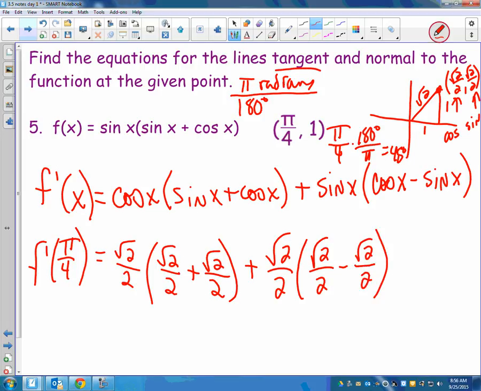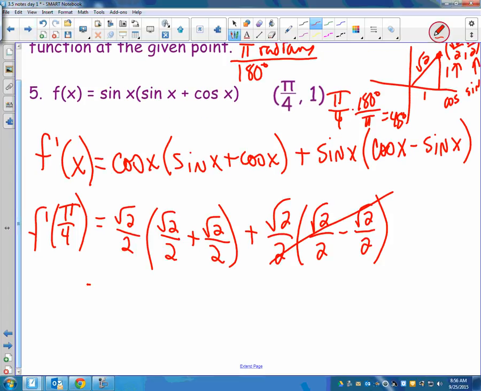Wait, what is the term that's just here? Yeah, this is just 0 because radical 2 over 2 minus radical 2 over 2 is 0. So that's all going to go away. What's radical 2 over 2 plus radical 2 over 2? 2 radical 2 over 2. 2 radical 2 over 2 is just radical 2, right? Do you agree with that?